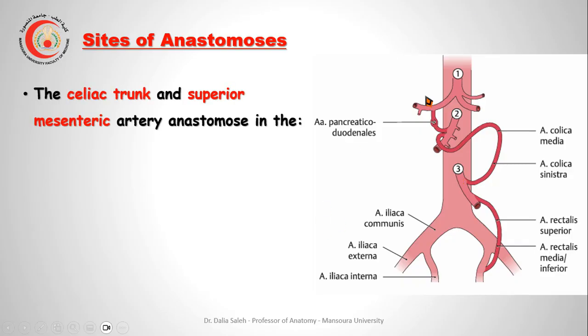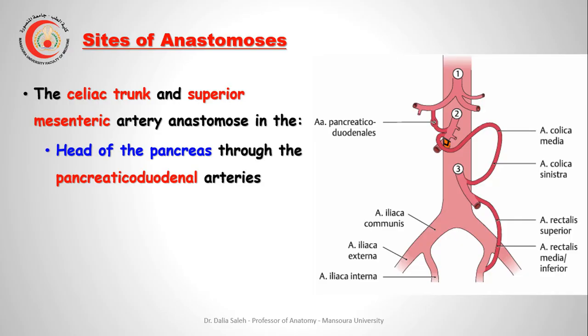The first anastomosis between the celiac trunk and the superior mesenteric artery, we can see at two sides. At the head of the pancreas, between the superior and the inferior pancreaticoduodenal arteries. Remember that the superior pancreaticoduodenal artery arises from the gastroduodenal artery, which is a branch of the common hepatic artery, which is a branch from the celiac trunk. And from below, it meets the inferior pancreaticoduodenal artery, which is a branch of the superior mesenteric artery.